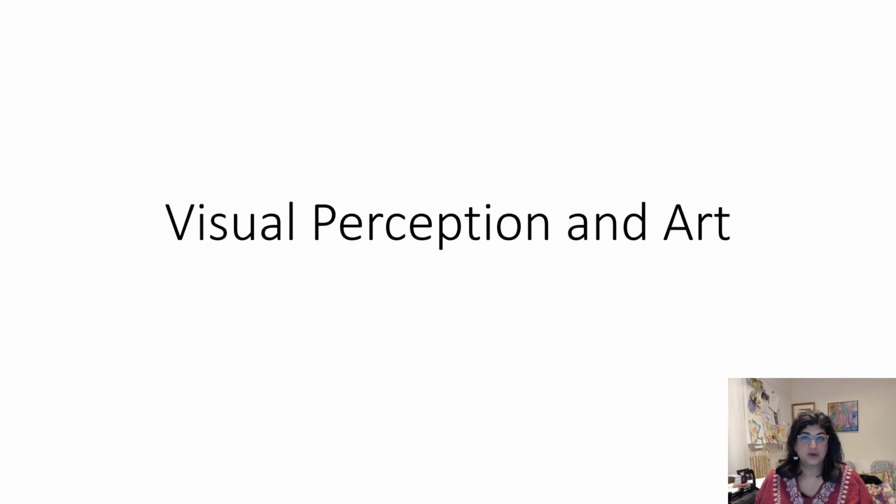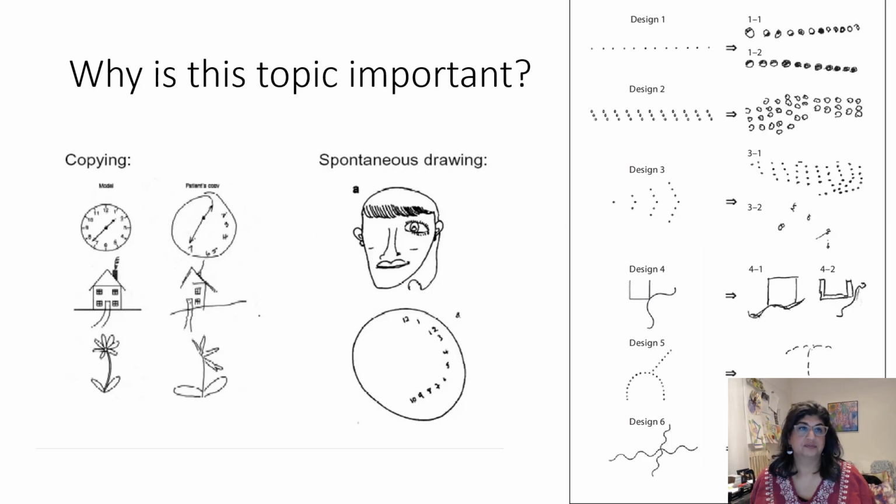So this is the second part of this section, and we're going to talk about visual perception and art. You might be wondering again, why is this topic important? Like we said in the last slide, there's a lot you can tell by how somebody draws, what they're having problems with. And if you're ever going to teach people how to draw, or how to draw yourself, you really need to understand how what we see is put on paper when we draw.